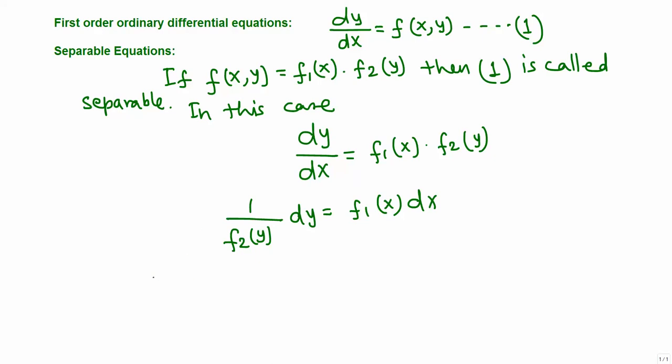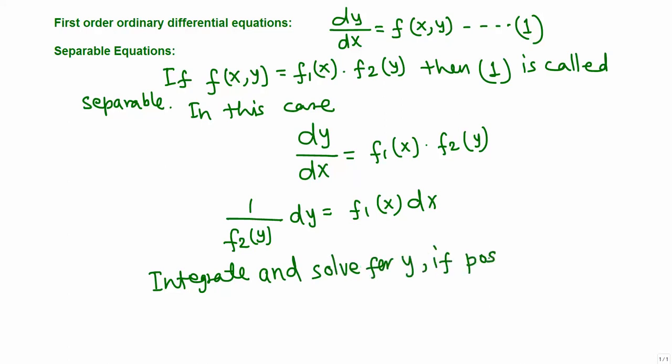Now integrate both sides, and if possible solve for y, and that will be the solution of this ordinary differential equation. Integrate and solve for y if possible. If we cannot solve for y, we still have the solution in implicit form.